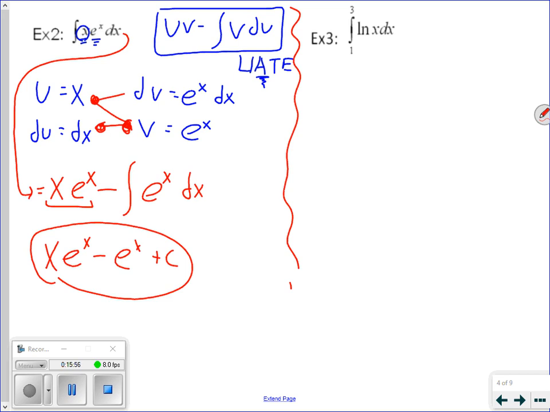Okay, what about the integral of ln of x dx? There is nothing being multiplied here. It's just ln of x and just dx. It's only one function, but that doesn't mean we can't use integration by parts.